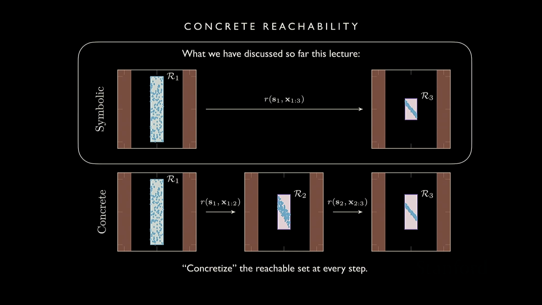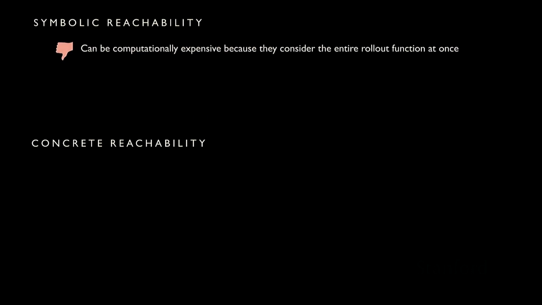Okay, so let's talk about why we might want to do one versus the other. And there are trade-offs, so sometimes you do want to do one and sometimes you want to do the other. Okay, so one trade-off for symbolic reachability is that it can be quite computationally expensive, because when you do symbolic reachability algorithms, they're considering the entire rollout function at once. So if we want to go from time step 1 to time step 10, we're looking at the rollout from 1 to 10. So every single step inside of there is being wrapped up into one function.